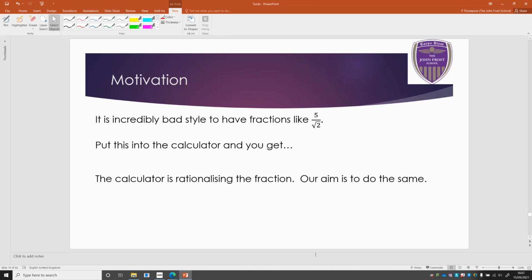Okay, so the motivation for rationalizing fractions containing surds is that it's bad style to have fractions that look like this, for example, right? Having a surd in the denominator is not good. And in fact, if you type this fraction into your scientific calculator and push equals, it probably will do this for you. It'll probably put back on the screen 5 root 2 over 2. It'll get rid of this surd from the denominator and rationalize the fraction. And our aim is to do the same, but without using the calculator.